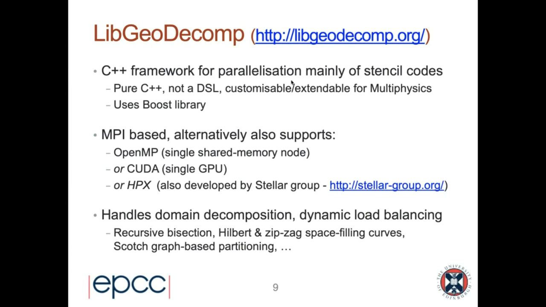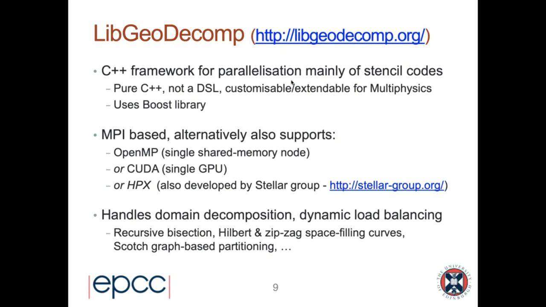It parallelizes these within a C++ framework. C++ is useful because Hillcaesar, as it happens, is already written in C++. There are other options out there, at least one domain-specific language option. However, we might prefer a pure C++ option because it's easier to customize and extend to incorporate other kinds of physics work. It also uses the Boost library. So other features of LibGeoDecomp are that it uses MPI. It can be built on top of MPI, which is great. It's what we're looking for.